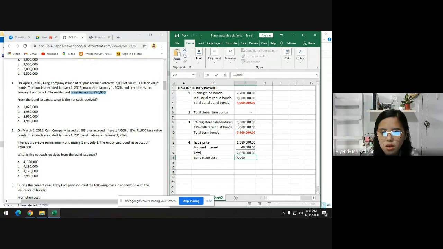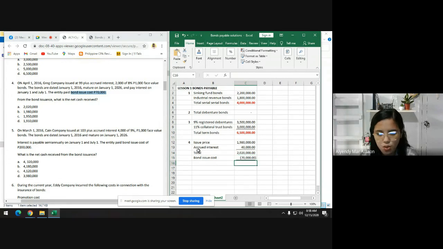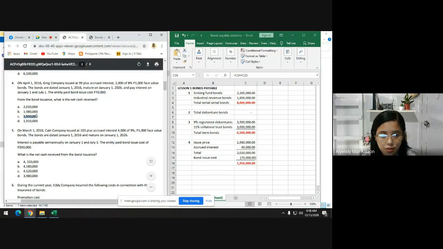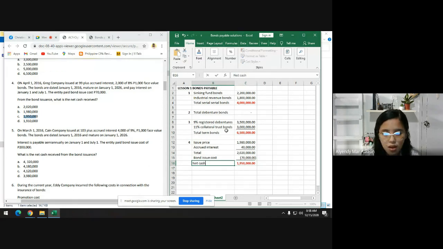So 2,020, so 2,020,000 minus 70,000. So your net cash proceeds would be 1,950,000, and that is letter C. Okay, net cash received.